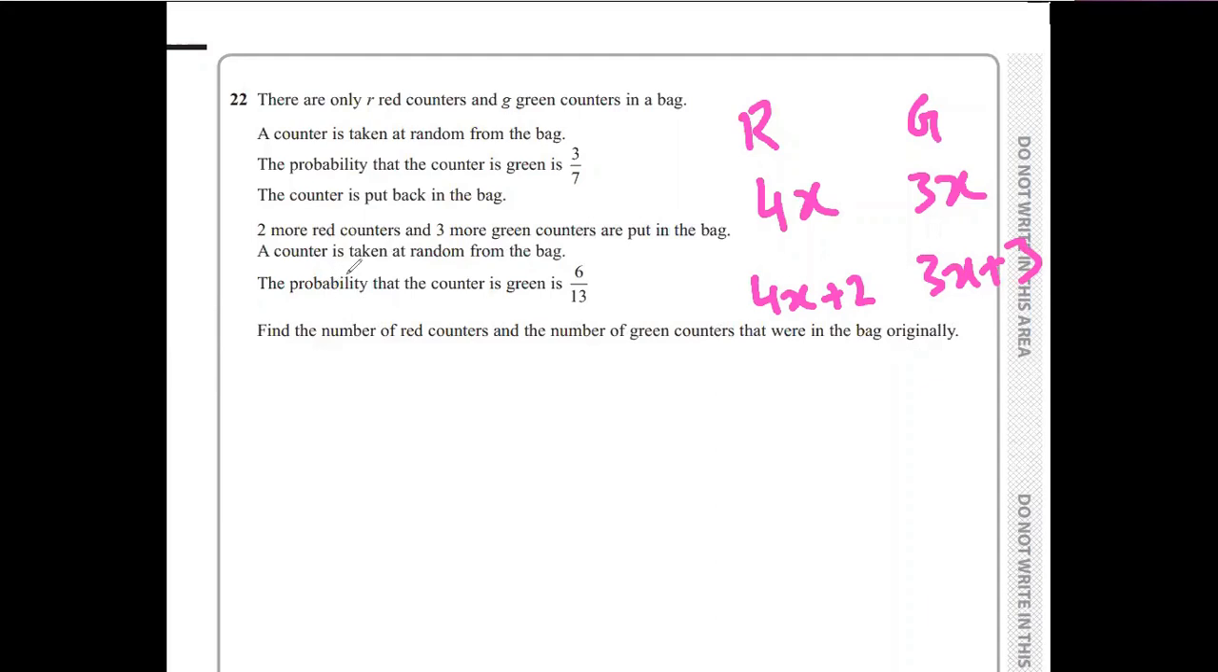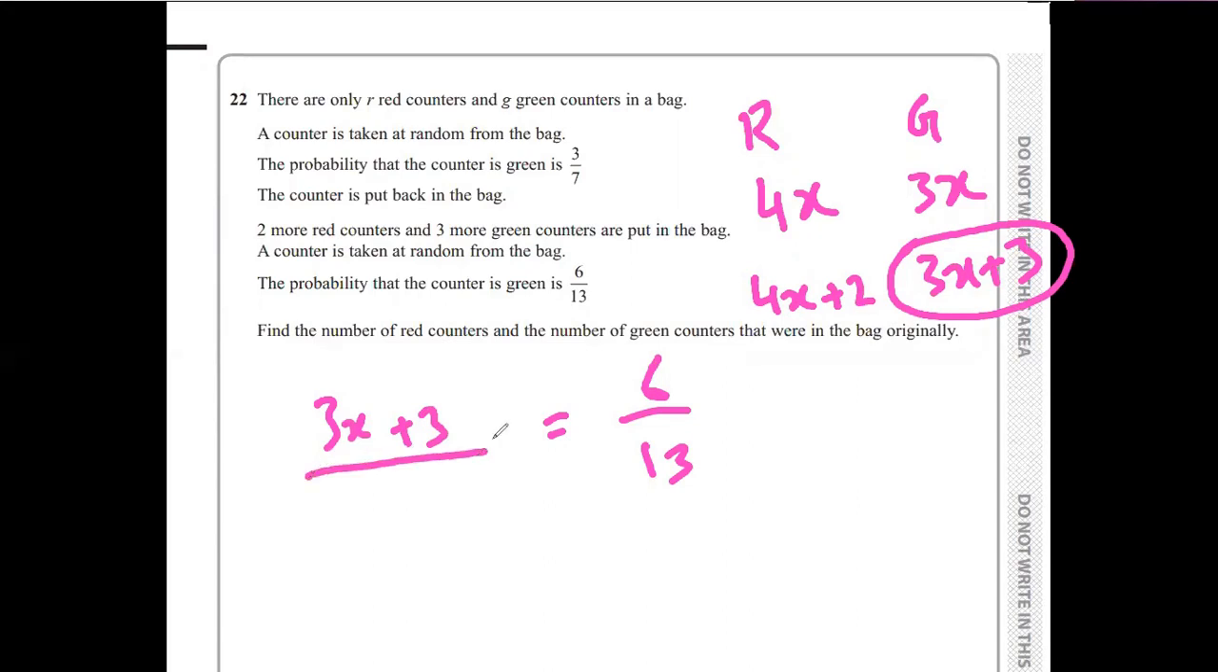And what happens now? Then it says a counter is taken. Now the probability of green is 6 out of 13. What should the probability be in terms of x? That should be 3x plus 3 out of what? Don't think 4x plus 2. What do you think that's? Add both of these together: 3x plus 4x, that will be 7x, plus 5. That will be 7x plus 5.